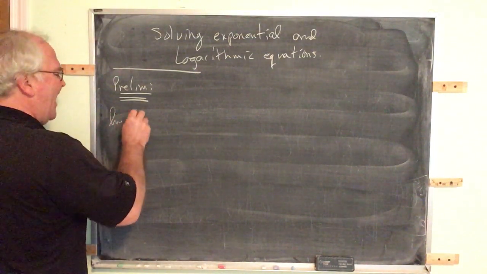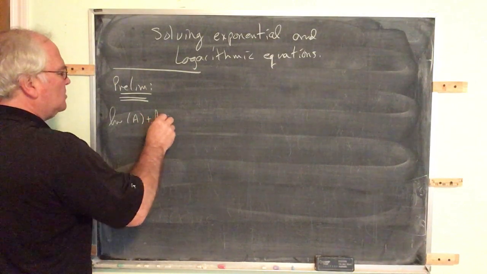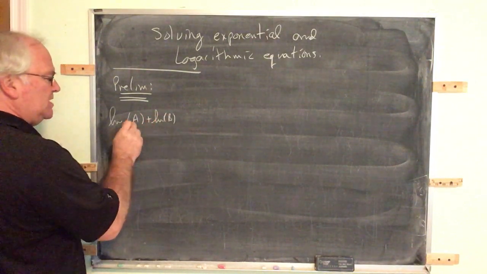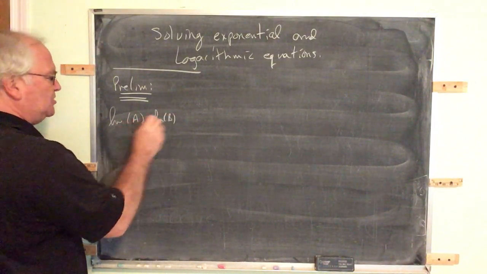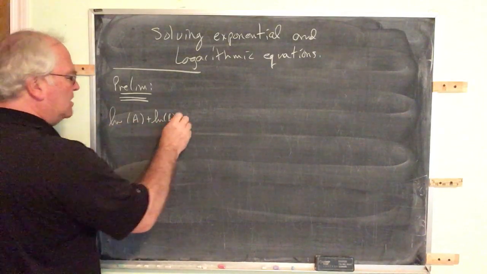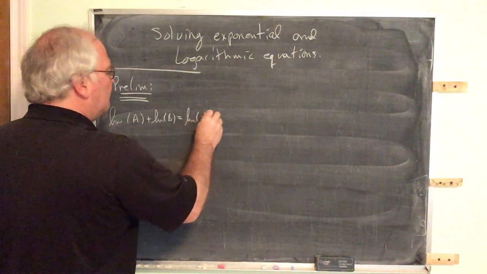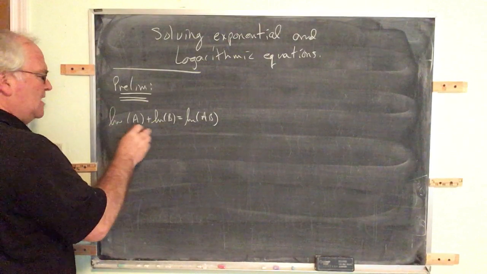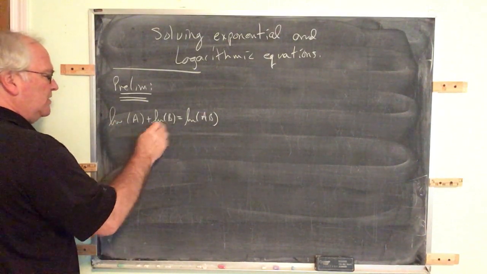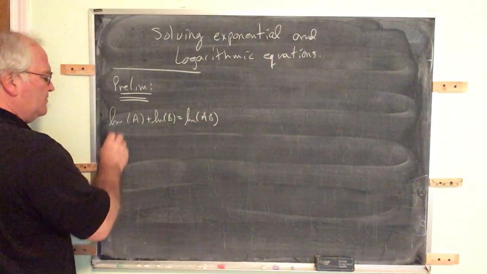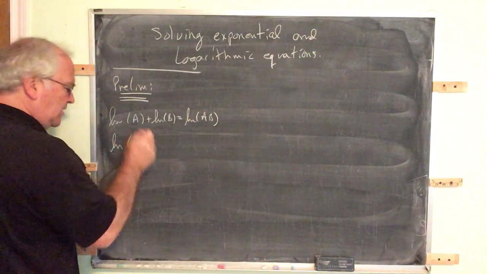The natural log of A plus the natural log of B, and this can be either a single variable or a larger expression. If you have the sum of the logs, that's the log of the product. You may combine two logs. Adding logarithms combines into the log of the product.